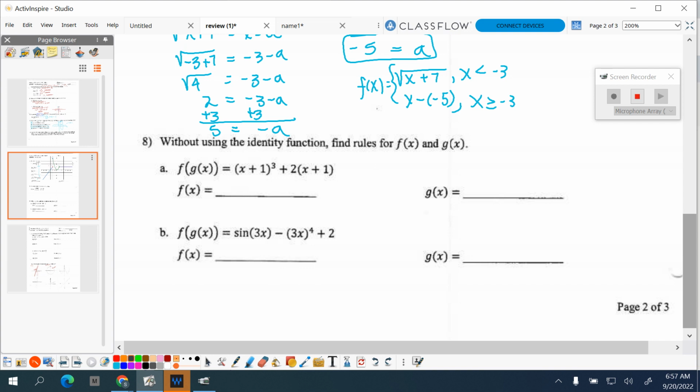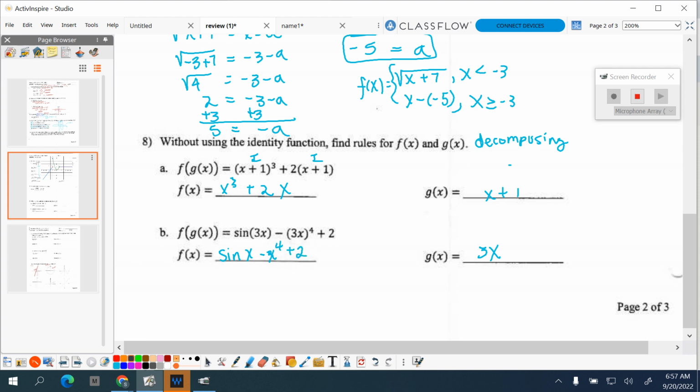Now, it says without using the identity function, find rules for f of x and g of x. So basically, we're decomposing functions here. Okay, so my inner is going to be the same group. It's x plus 1. My outer here, x cubed plus 2x. Keeping it simple. For b, my inner is the same group, 3x. My outer is sine of x minus x to the 4th plus 2.